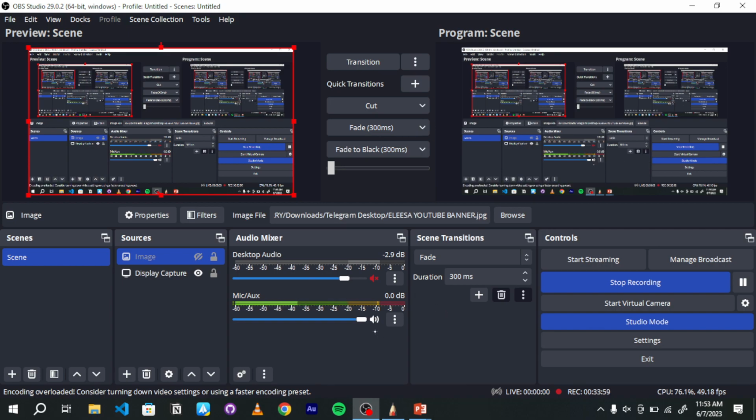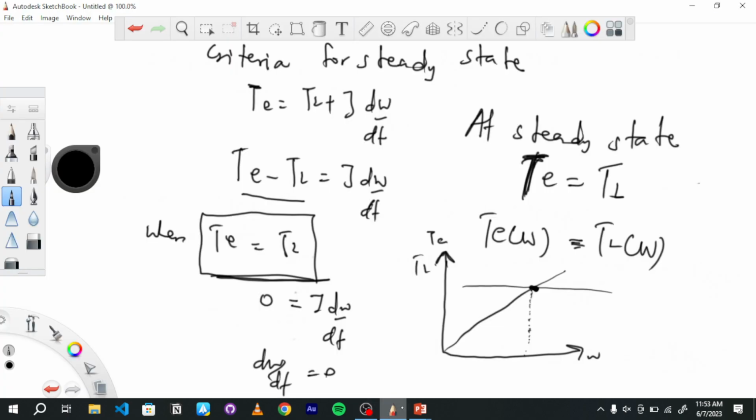Okay, so with the steady state, TE is equal to TL. So if I have a function TE in terms of omega, and I have another function TL in terms of omega, I can equate both of them and find the steady state operating point.